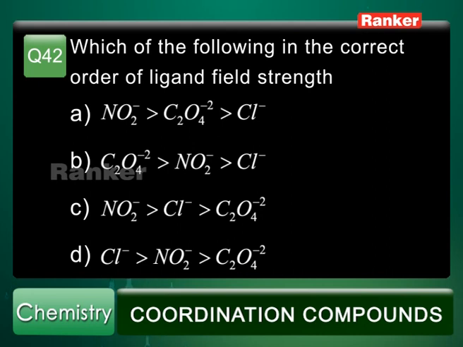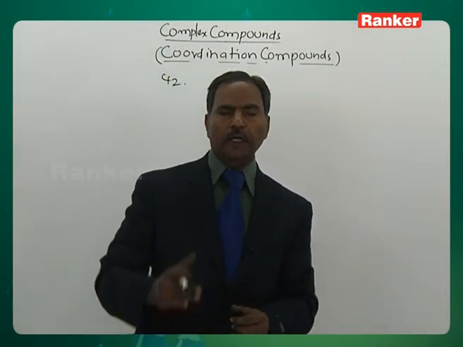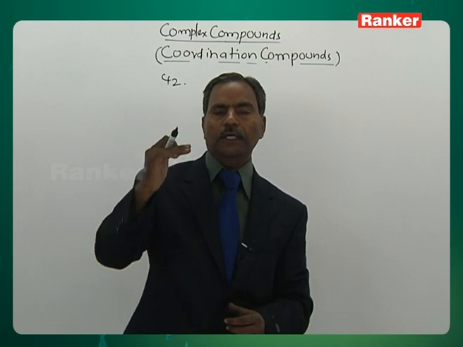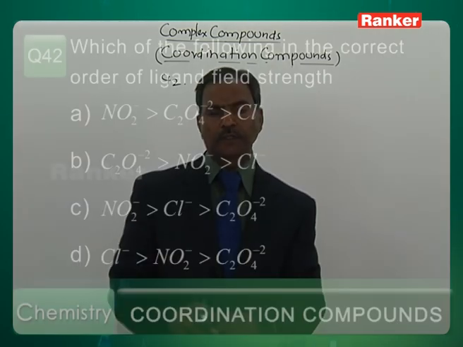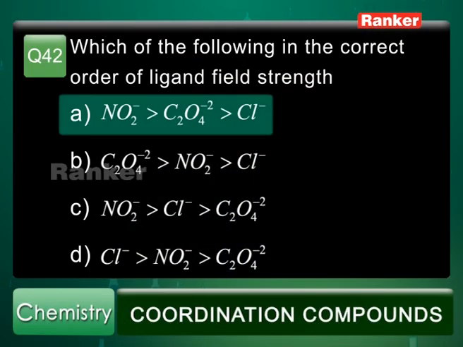Coming to option C, NO2⁻ is more than Cl⁻, and Cl⁻ is more than oxalato. And coming to option D, chloro greater than NO2 is given. So among all these, NO2 is more. Therefore, A is the answer: NO2⁻ is more than oxalato, more than Cl⁻.